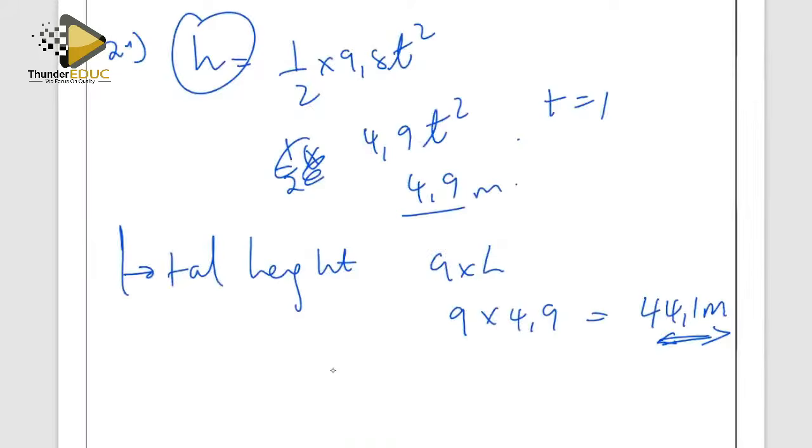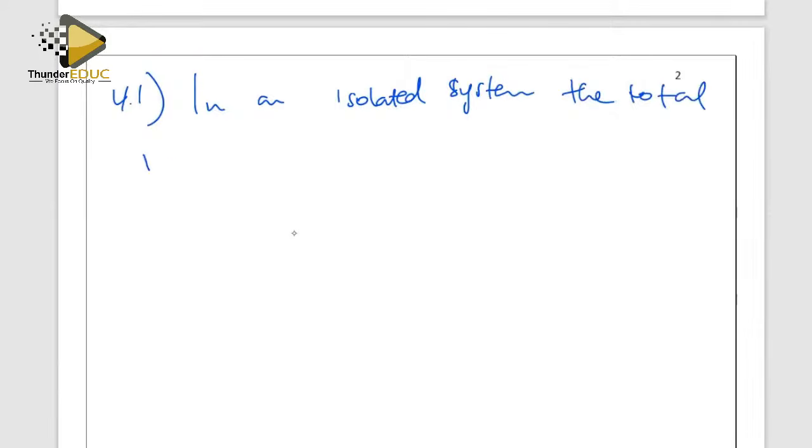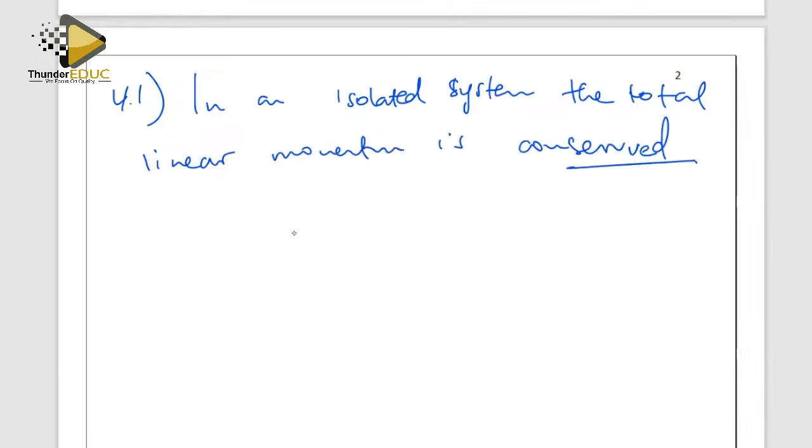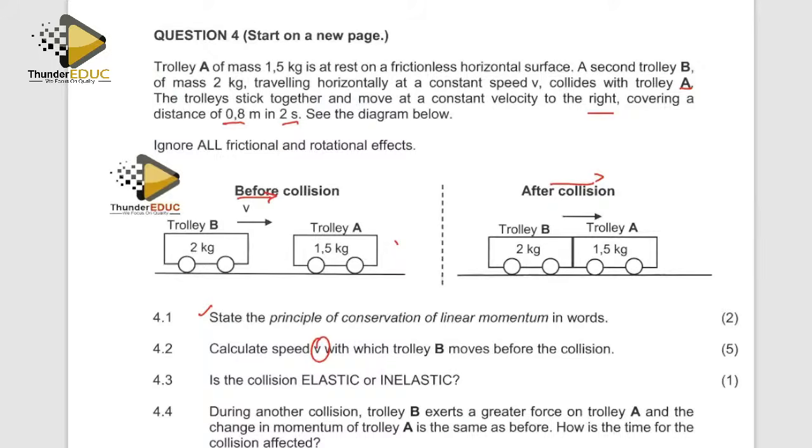State the principle of conservation of linear momentum. So we know that in an isolated system, the total linear momentum is conserved. Okay, so that's what you have to say: in an isolated system, the linear momentum is conserved or remains constant. And then 4.2, what do they want? They want us to calculate the speed V with which B moves before the collision.